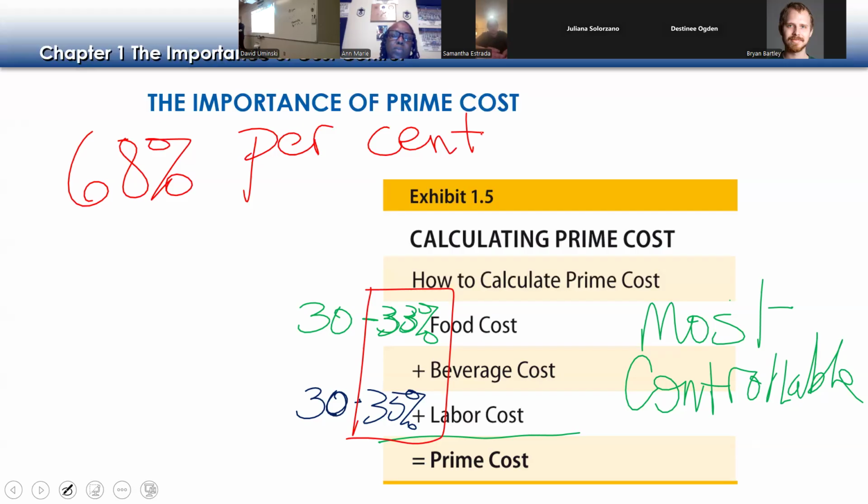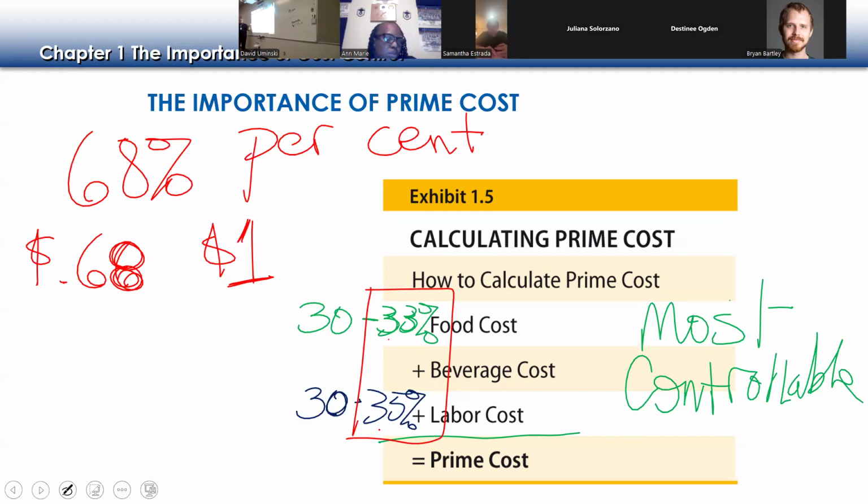If we look at it this way, Brent just said pennies, right? So that means 68 cents of every dollar. Every $1 I bring in, 68 cents is going to cover my food and beverage and my labor. That's it.